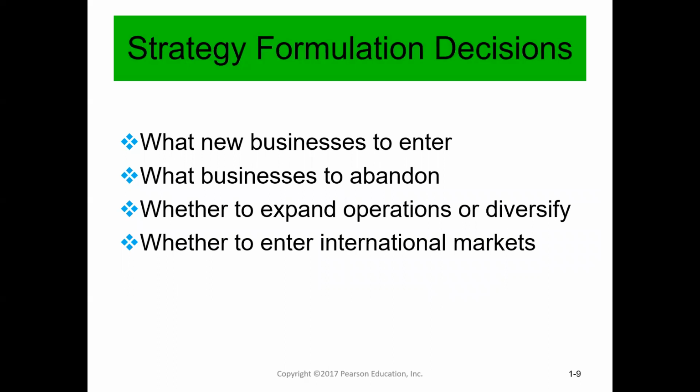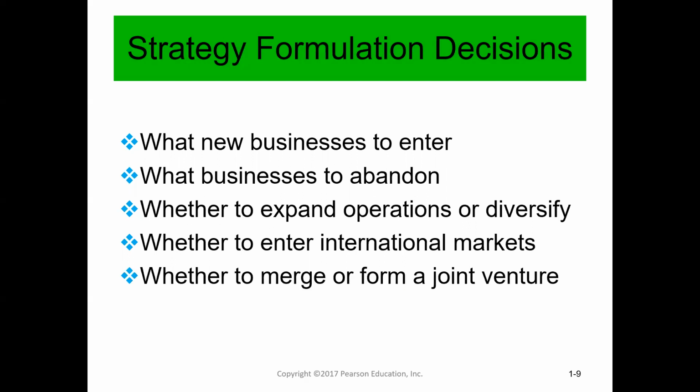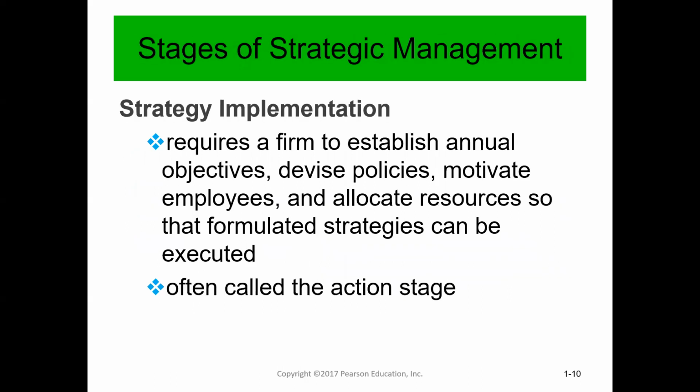So import-export or conglomerate. Okay, so whether to merge or form a joint venture. Okay, just join together. Or because one is about to lose money, just merge. No? How to avoid a hostile takeover. So takeover also would be a strategy. And the strategy implementation requires a firm to establish annual objectives, devise policies, motivate employees, and allocate resources so that formulated strategies can be executed.